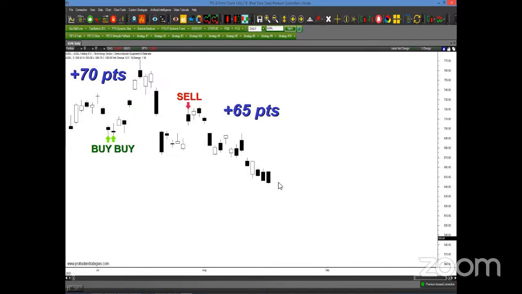So we had 65 points to work with. You could have taken a 10-point gain, or you could have taken a 50-point gain, or tried to go for more than 65. But look what happened after that.